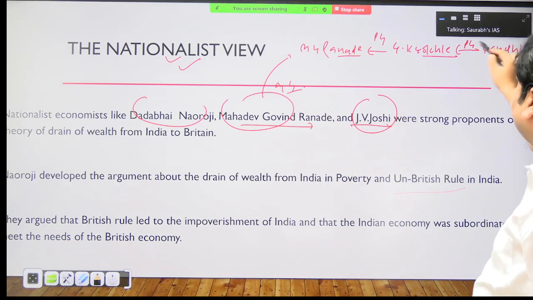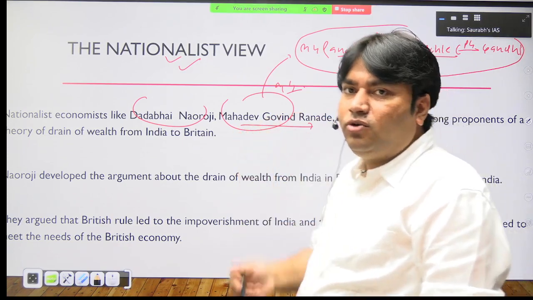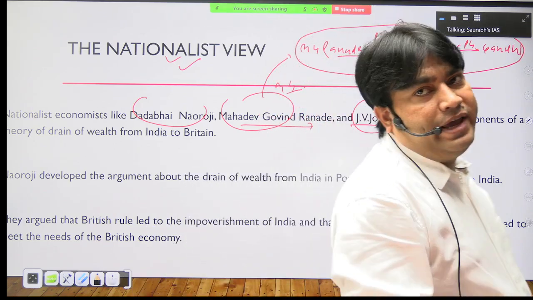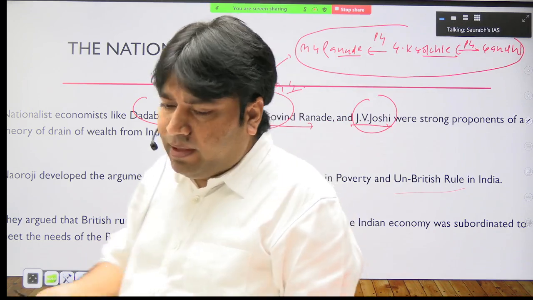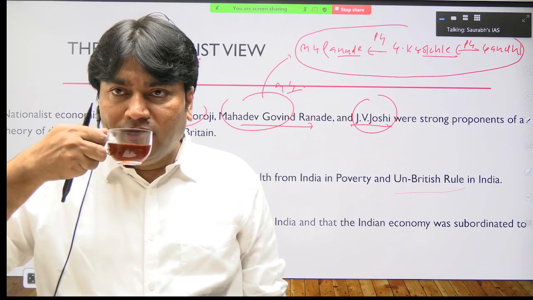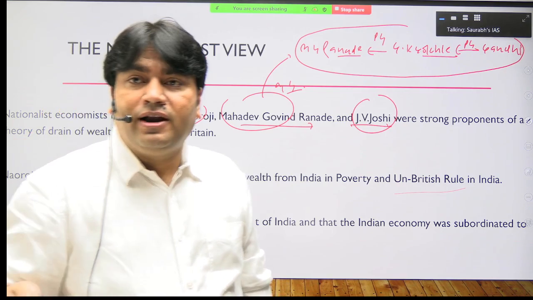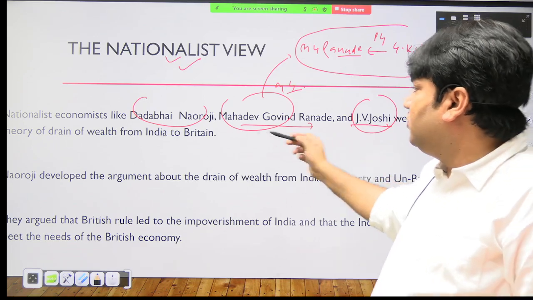This question is a question of prelims exam. Write this. Gandhi's political guru was Gokhale, and Gokhale's political guru was M.G. Ranade. That's the important fact. You must know this. Okay. Gandhi's political guru was Gokhale, and Gokhale's political guru was M.G. Ranade.